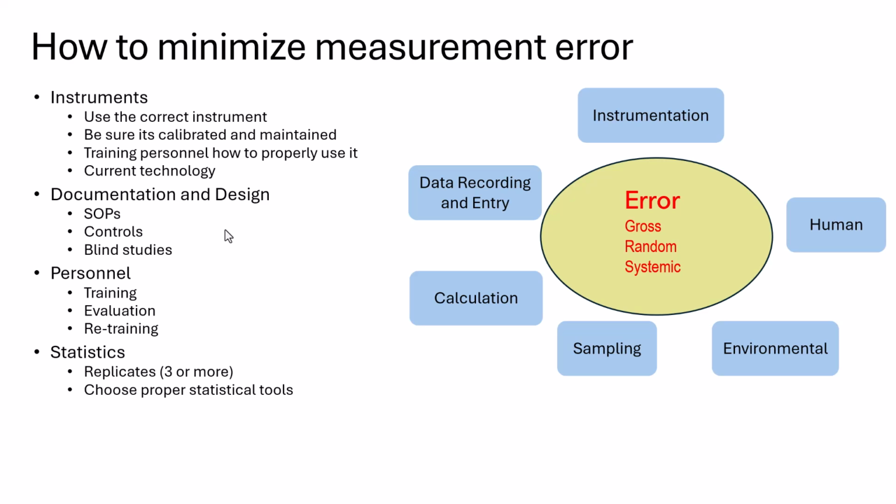And then sometimes, especially when you're at companies that do a lot of testing, they randomly insert known controls that the operator, the person actually doing the testing, doesn't know about, just to see if they get the right result. And then, of course, personnel, we need to train people properly. We need to evaluate the success of their training. And occasionally we need to do retraining. And then for random errors, we use statistics, and we need to make sure that we choose the proper statistical tools.